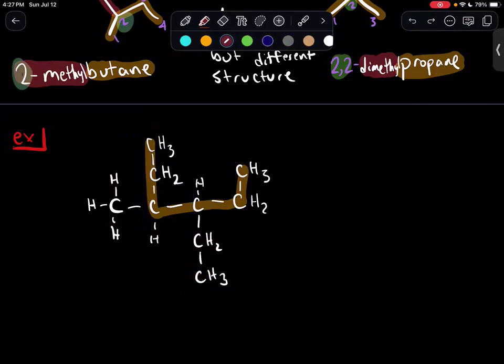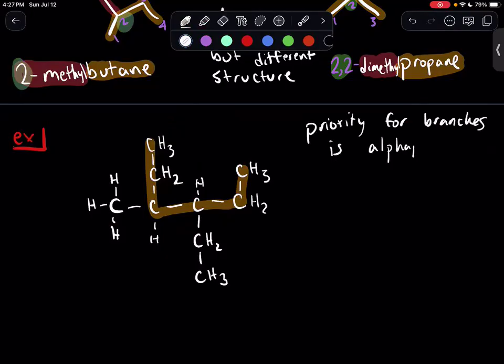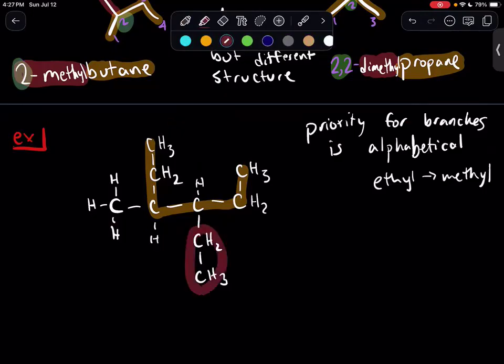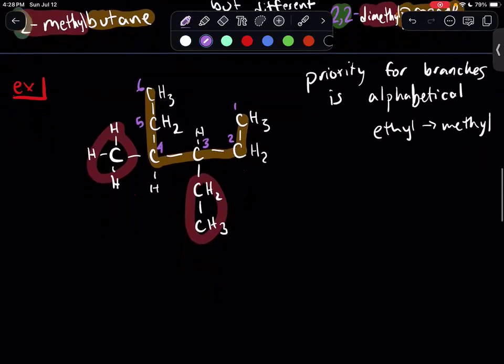When we do this, what you want to remember is that we're actually going to name these alphabetically. So priority for branches is alphabetical, meaning that ethyl before methyl. So I want my ethyl group to have the highest priority. So the best way to have it have the highest priority is number from the right. 1, 2, 3, 4, 5, and 6. With that number set, I can see that I'm ending with hexane.